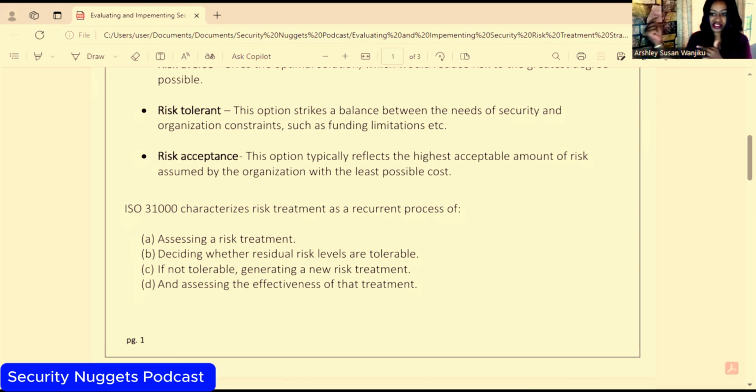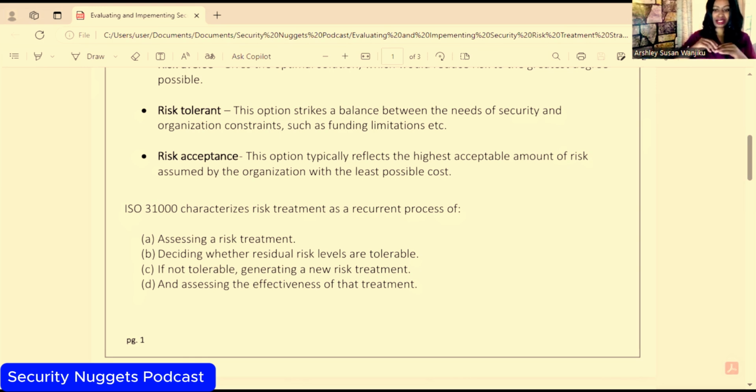When it comes to the residual risk that's being left, is it tolerable? Are we going to tolerate it at the levels tolerable? So you make that decision. If not tolerable, then you have to generate a new risk treatment, and in doing that, you have to then assess the effectiveness of that treatment.